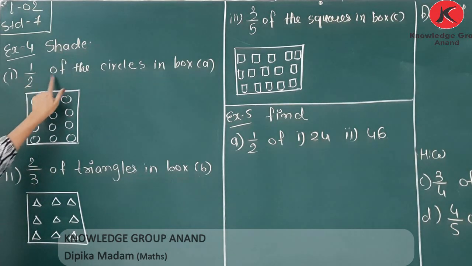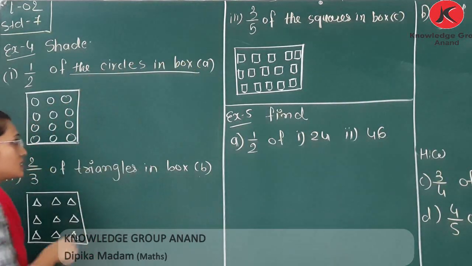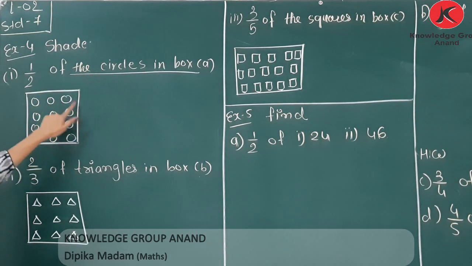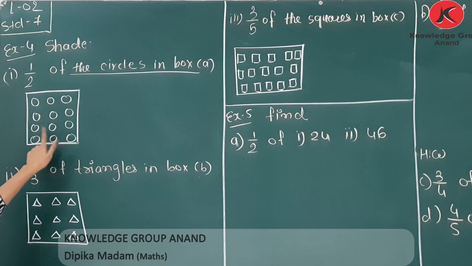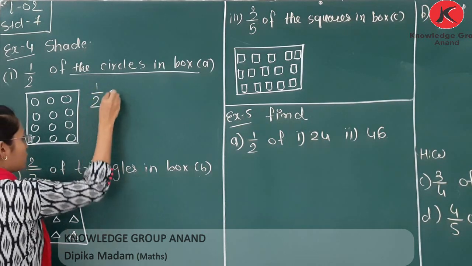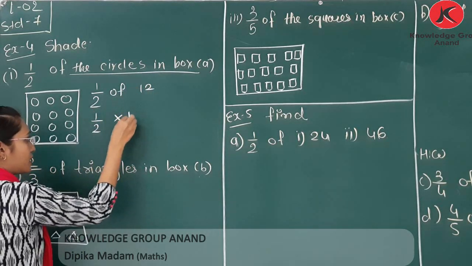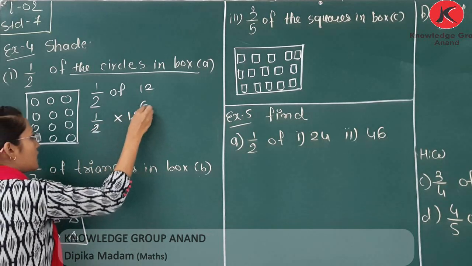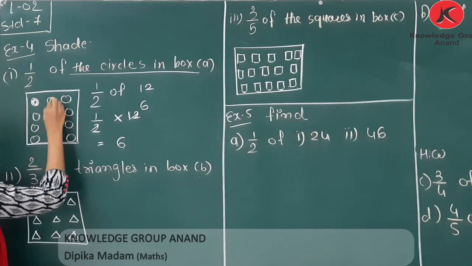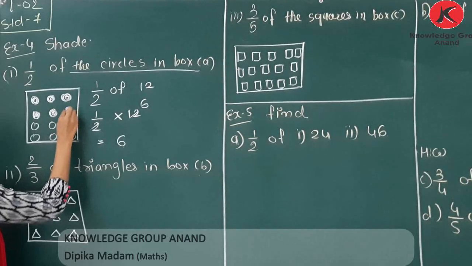First part is 1 by 2 of the circles in a box. How many circles are there? Of means multiplication. The number of circles, you can see, is 1, 2, 3, 4, 5, 6, 7, 8, 9, 10, 11, 12. So 12 circles are here, which means you can write 1 by 2 of 12. So you have to find 1 by 2 multiply 12. So it is 6. It means you need to shade 6 circles of the box. That is 1, 2, 3, 4, 5 and 6.